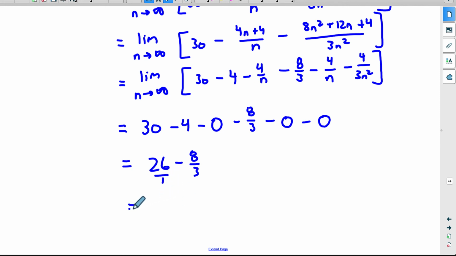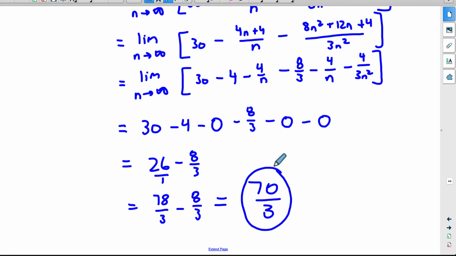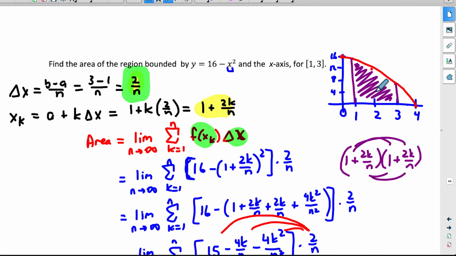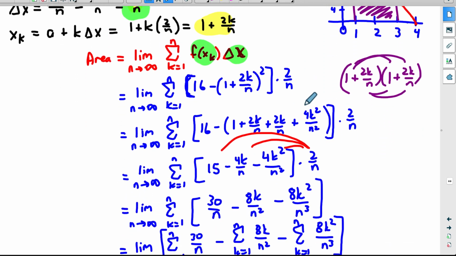Why not? Multiply top and bottom by 3, and you'll get 78 over 3 minus 8 over 3 for a final answer of 70 over 3. And this is, my friends, exactly the area under that curve right there. Exactly. Now, look at all those steps.